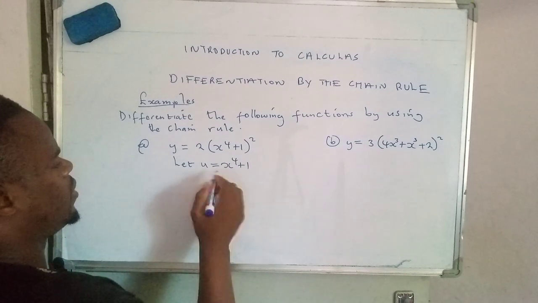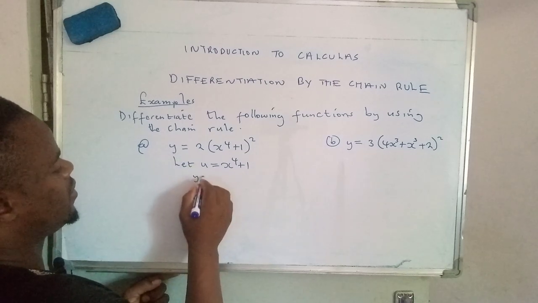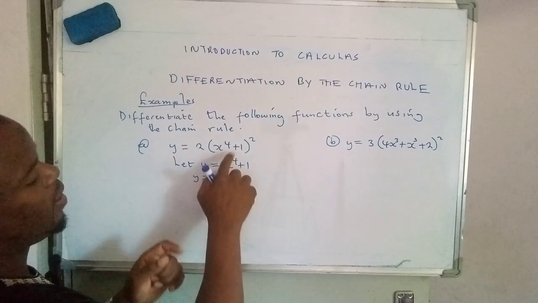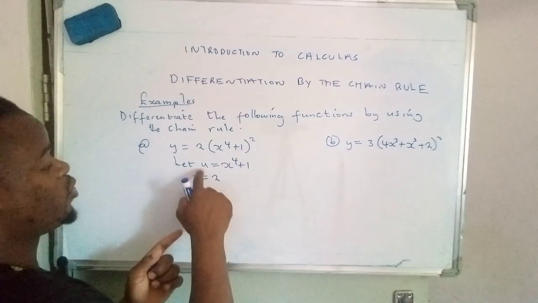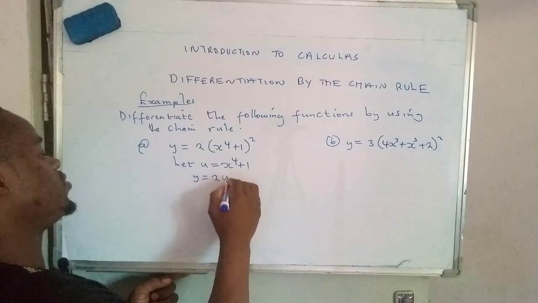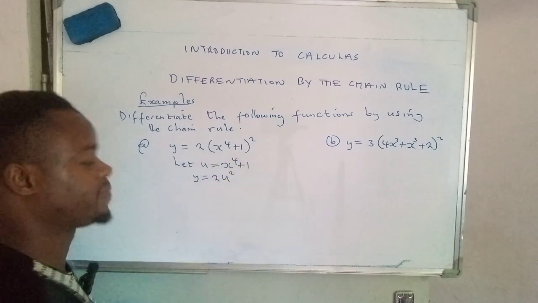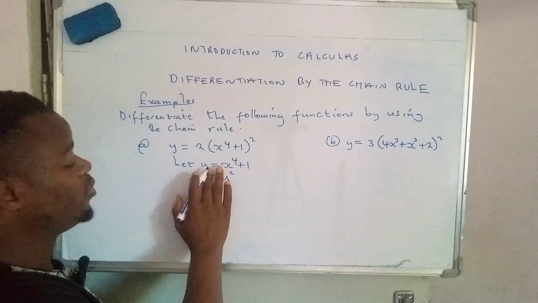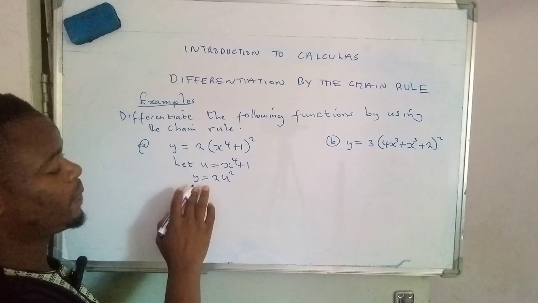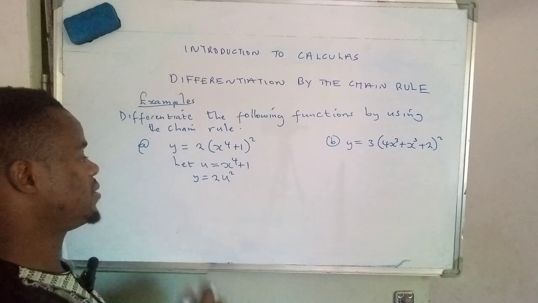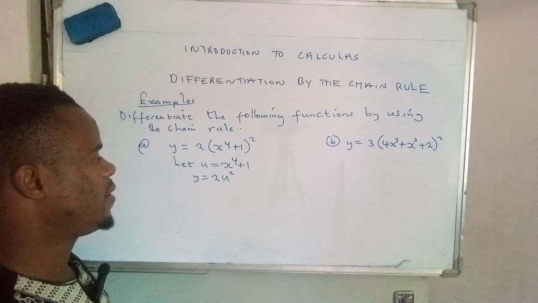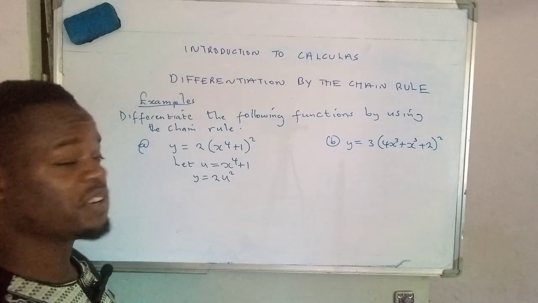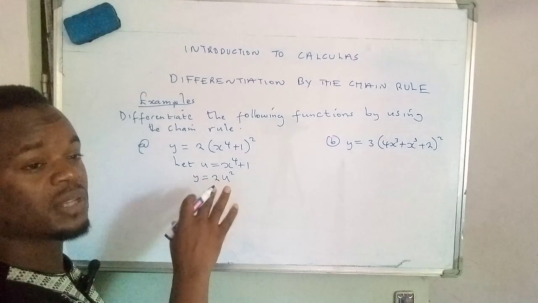And then we'll say y is equal to the outside function. That is 2 times u, because what's on the inside is equated to u, but u is raised to the power 2. After having done this, you have let the inside function be u and the outside function be y. After that, you need to differentiate these two functions. If you haven't seen the first video, I urge you to check it out so that you know how to differentiate functions using the power rule, because that's what we're going to apply here.